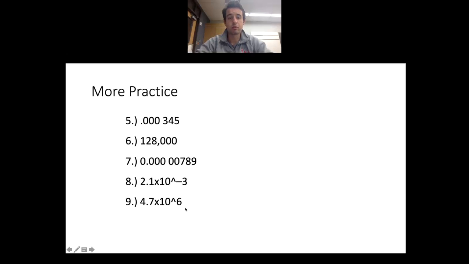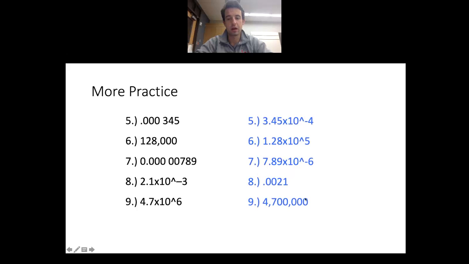Here's some more practice problems. Go ahead and try these out. For question 5, it's to the negative 4th. For question 6, it's going to be to the positive 5th. For question 7, we're going to move it 3 and then another 3, so that's the negative 6th. For this one, we're going to move it 3 times over, so that should leave you with 2 zeros in front of the decimal. And then over here, we're going to move it 6 times. That's going to give you 5 zeros behind the 7.